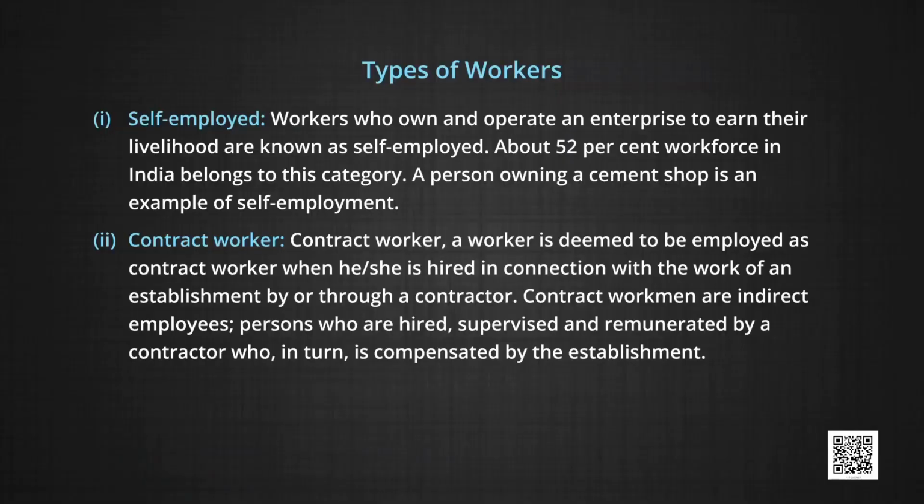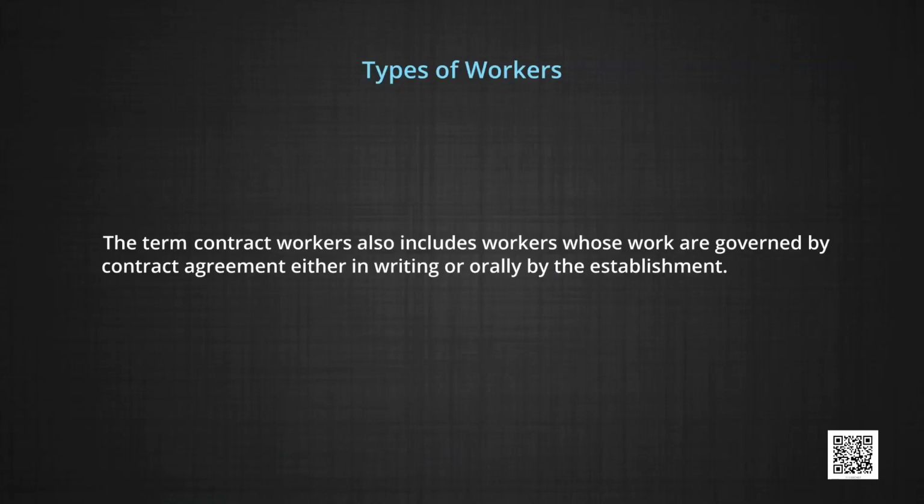Next, we come to contract workers. As per the definition of contract workers, a worker is deemed to be employed as a contract worker when he or she is hired in connection with the work of an establishment by or through a contractor. Contract workmen are indirect employees, persons who are hired, supervised and remunerated by a contractor who in turn is compensated by the establishment. In addition to the above mentioned categories of workers, the term contract workers includes workers whose work is governed by a contract agreement either in writing or orally by the establishment. More precisely, the workers hired by the establishment directly for a specific job and for a specific period will also be categorized under the contract category of workers.